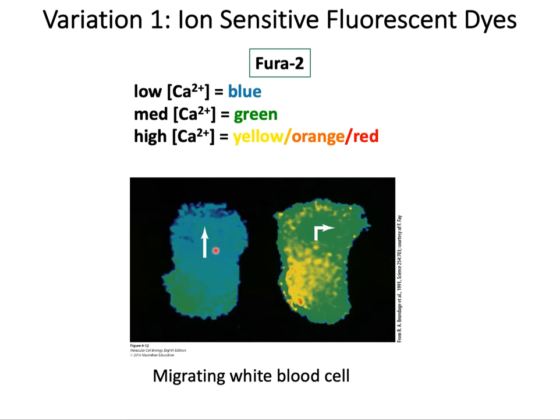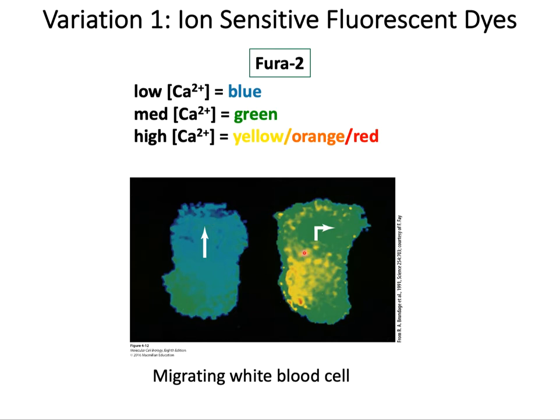When the calcium concentration is high, the dye is yellow and sometimes it is orange or red. This is an example of a migrating white blood cell stained with Fura-2. The cell is motile and moving upward, and the calcium concentration is low as indicated by the blue fluorescence.